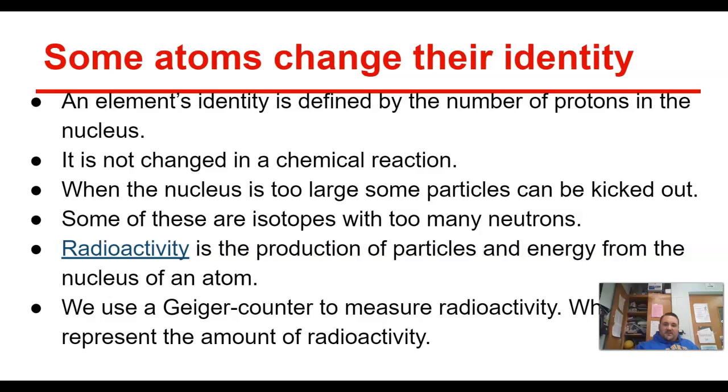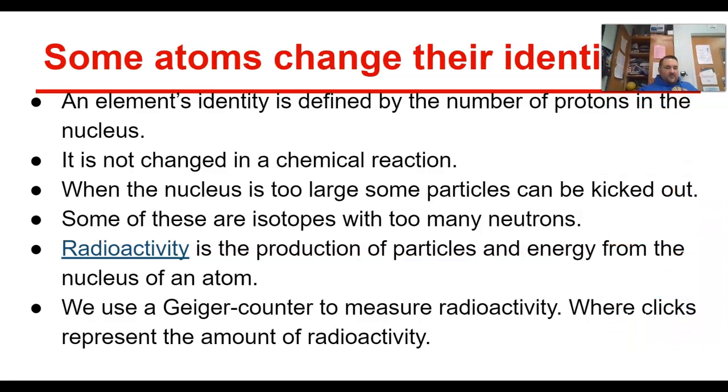Sometimes you can change your identity. We call this radioactivity. Radioactivity basically is kicking parts out of the nucleus because it's too big. So generally you kick out 2 protons and 2 neutrons out of the nucleus. Well, when you kick out two protons, you have actually changed 2 spots to the left on the periodic table. It actually produces a lot of energy that way, and we can detect radiation using a special device called a Geiger counter that picks up the pings of the particles.